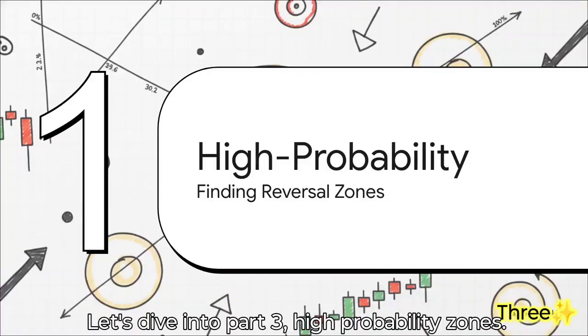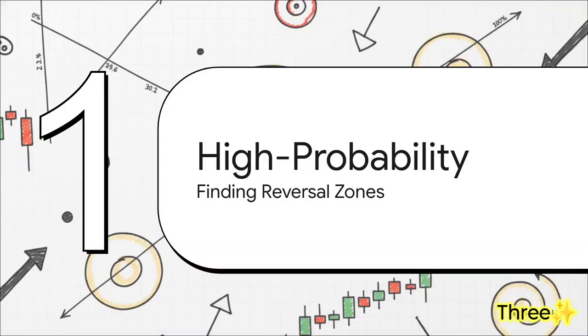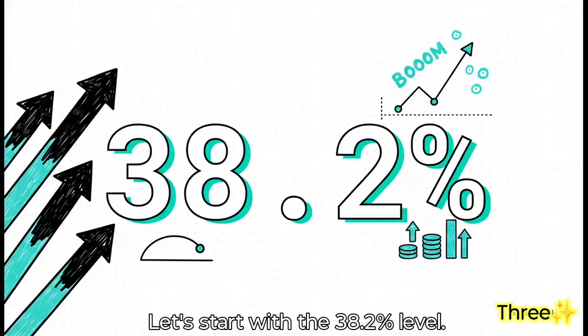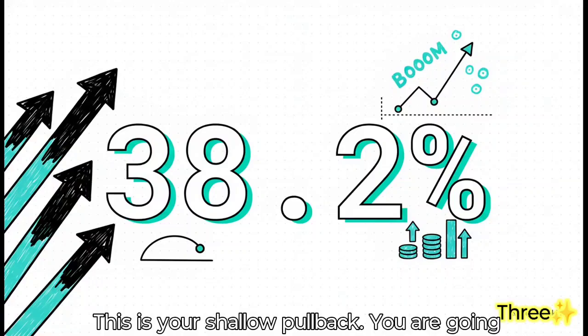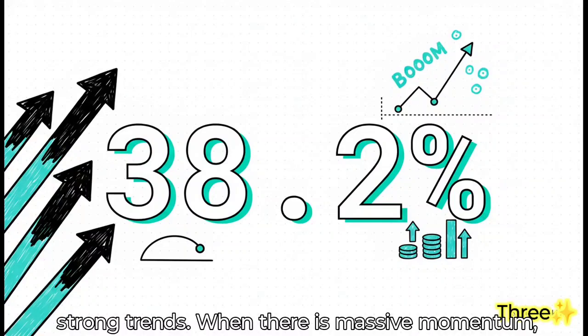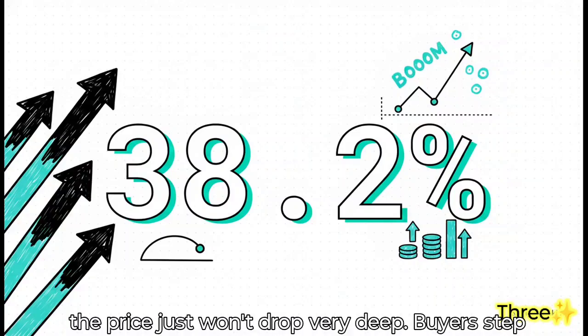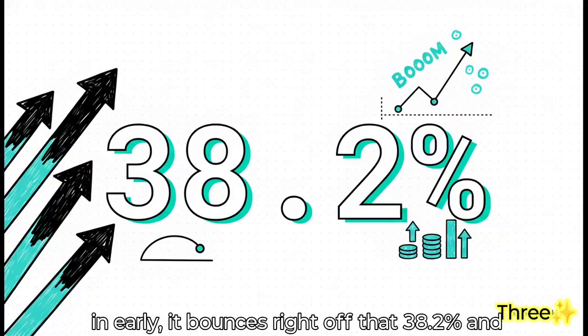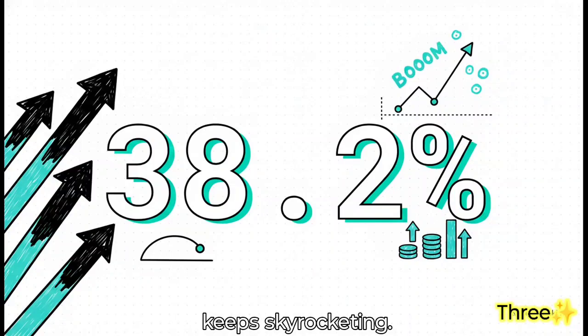Let's dive into part 3, high probability zones. So, which percentages actually matter? Let's start with the 38.2% level. This is your shallow pullback. You are going to see this level respected a lot in super aggressive, strong trends. When there is massive momentum, the price just won't drop very deep. Buyers step in early, it bounces right off that 38.2% and keeps skyrocketing.